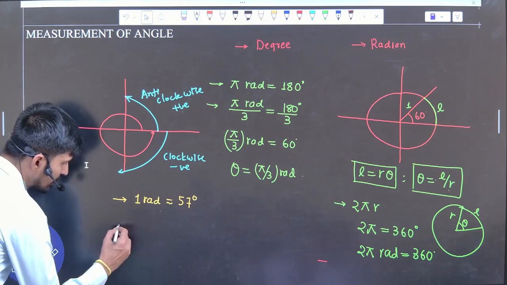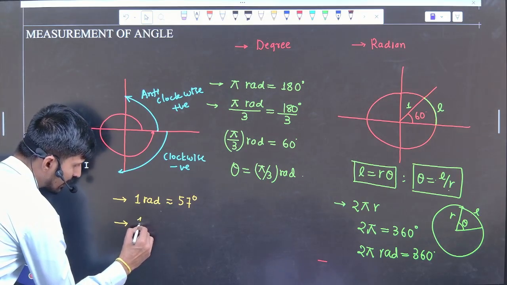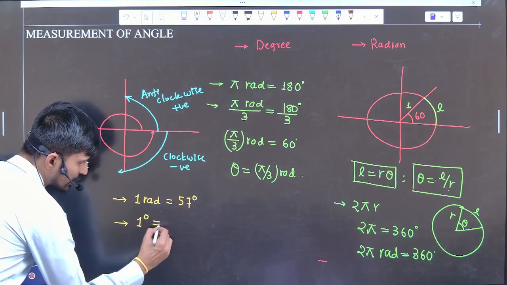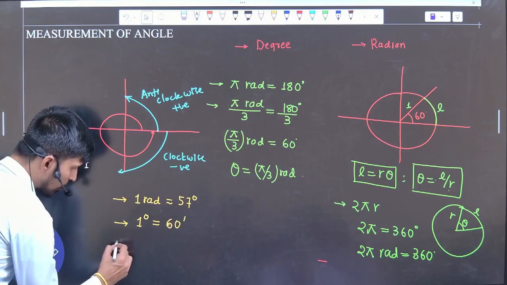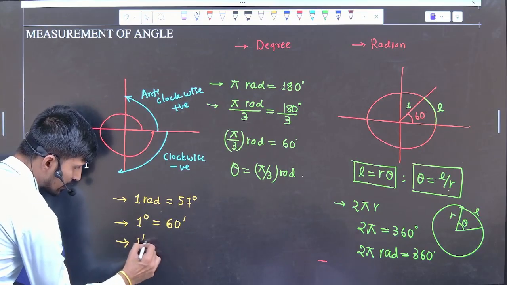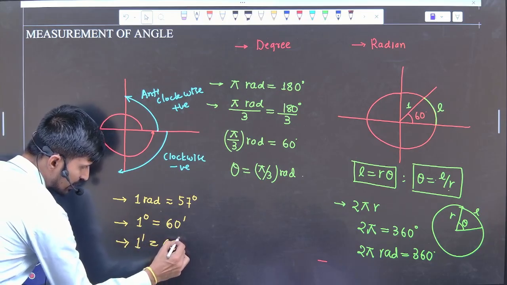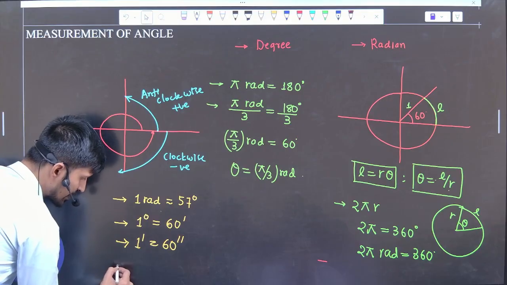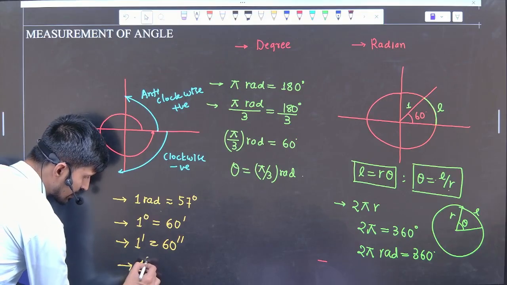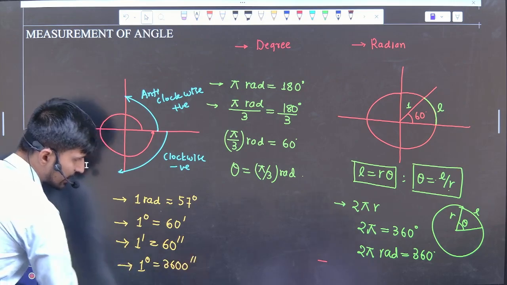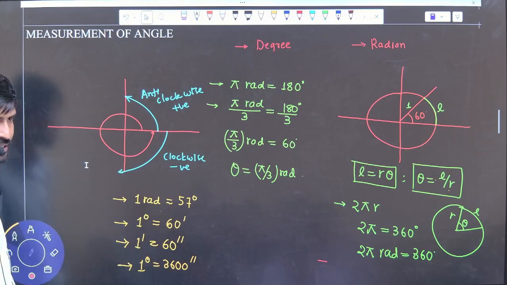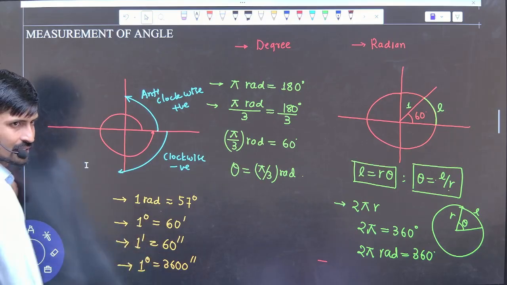After that, you will write 1 degree is equals to 60 minute, and 1 minute is equals to 60 second, which means 1 degree is 3600 second. So 1 dash sign represents minute, double dash sign represents second.